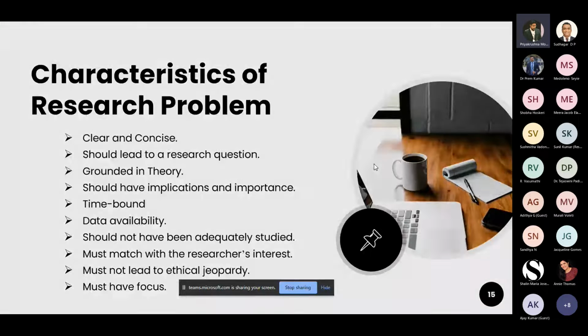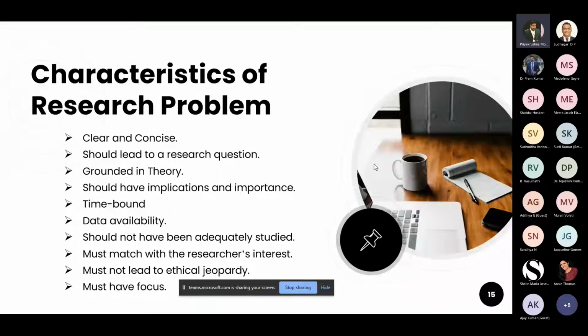So we will see what the different characteristics of a research problem should be. First and foremost, the primary criterion for a research problem is to be clear and concise. Many times, in the interview or in the panel discussion or in the DC committee meeting, you will be asked to describe your research problem. I would quote Einstein's words, that if you cannot explain the problem to a 6-year-old, then it is probably not a problem.